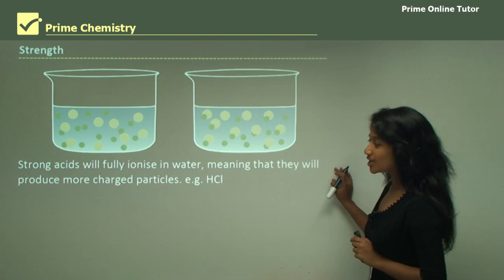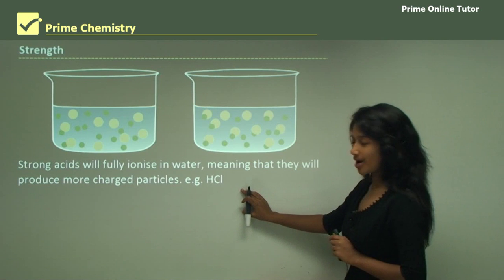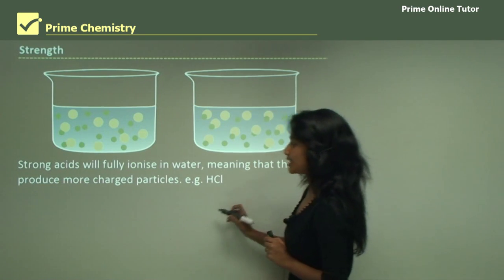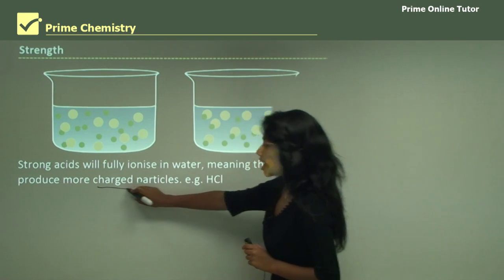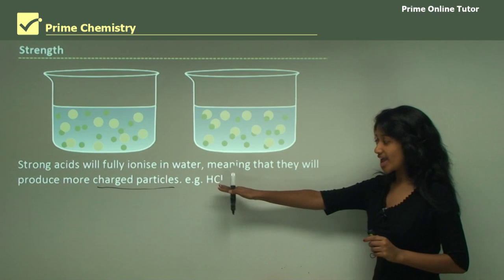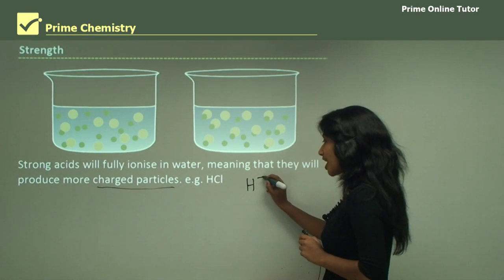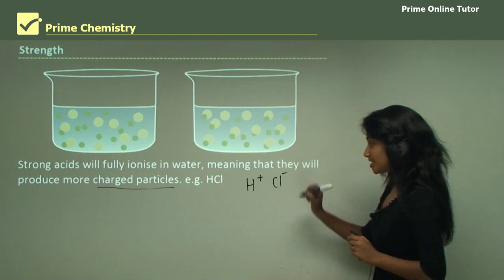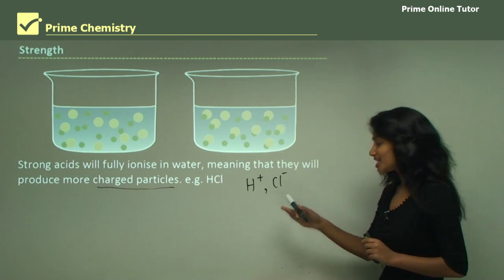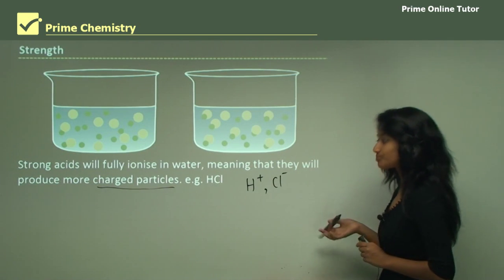Strong acids fully ionize in water, meaning that they will produce more charged particles. Now we did learn about this before in the previous lesson, but we're introducing charged particles here because if, for example, we have HCl ionizing, it forms H+ ions and Cl- ions, which means that H+ ions are charged and Cl- particles are also charged.